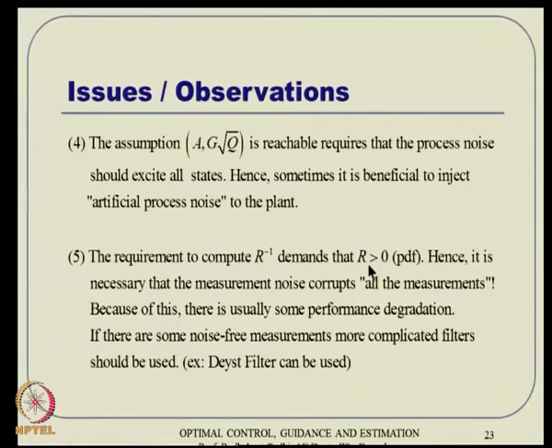Now, the fourth observation. The assumption that A, G times square root of Q is reachable requires that the process noise should excite all states. If your process noise keeps coming, it ultimately should excite all states. And if it doesn't, then probably something goes wrong and you will never be able to observe it properly. Because there is a requirement that it should excite all states, sometimes there is a necessity to inject artificial process noise to the plant.